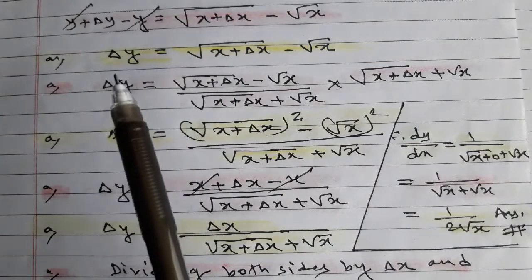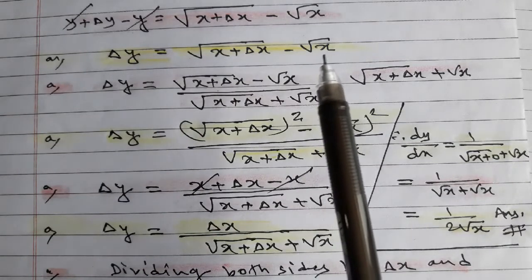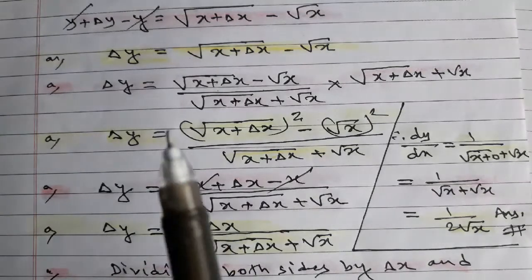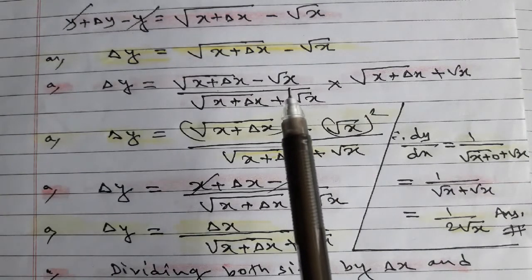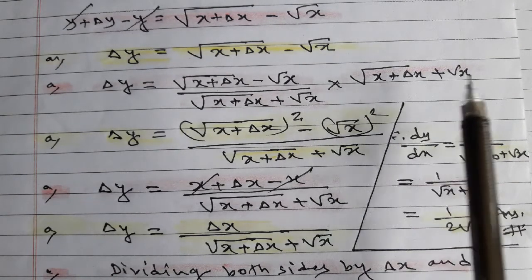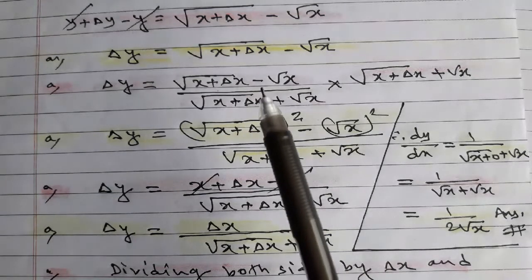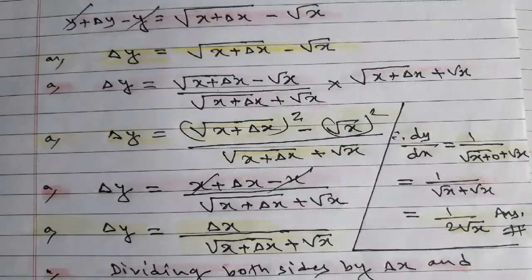Now to simplify delta y is equal to root x plus delta x minus root x, we have to multiply by the conjugate. The conjugate of root x plus delta x minus root x is root x plus delta x plus root x. Conjugate means we have to take the opposite sign. So there is a minus sign, the opposite sign of minus is plus.